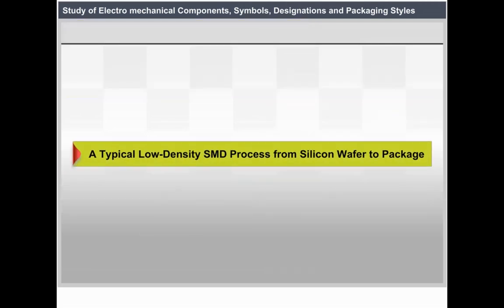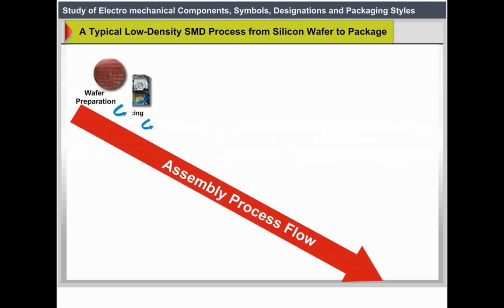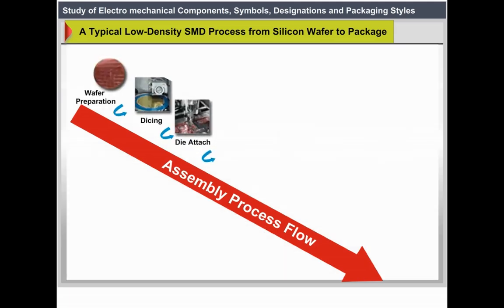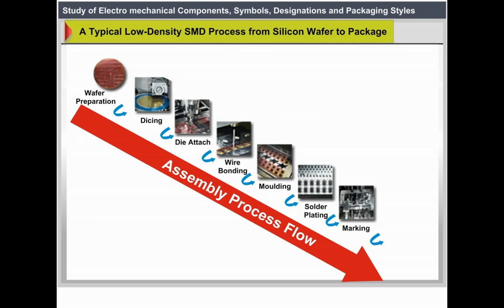A typical low-density SMD process from silicon wafer to package is shown. Assembly process flow: wafer preparation, dicing, die attachment, wire bonding, molding, solder plating, marking, followed by lead trim and form.